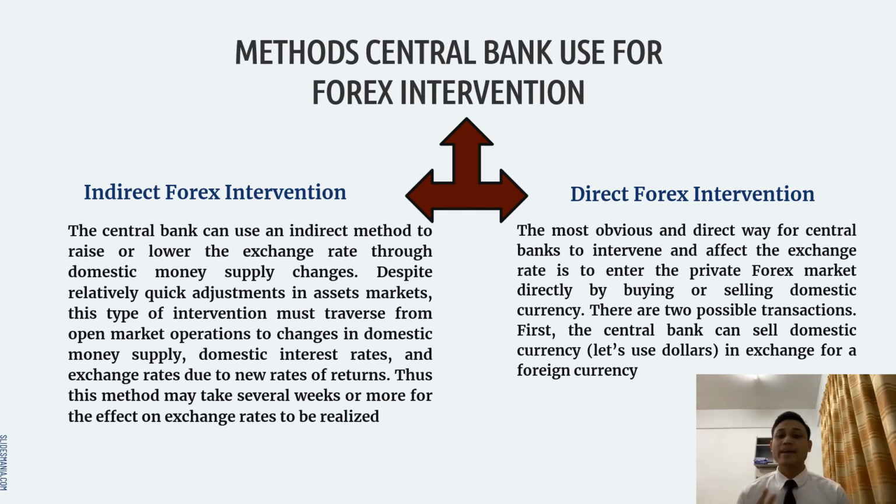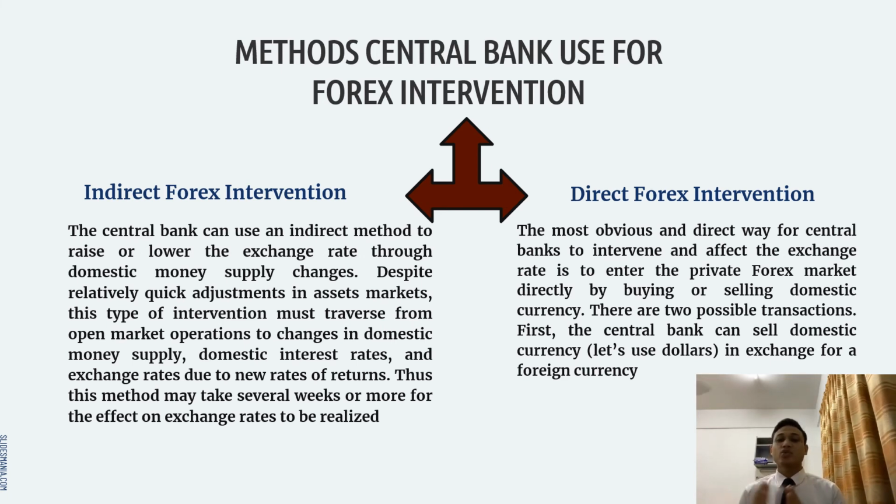There are two methods central banks can use to affect the exchange rate. The indirect method is to change the domestic money supply. The direct method is to interfere directly in the foreign exchange market by buying or selling currency. So there are two mechanisms used by central banks, the indirect and the direct. The first one is that the central bank can use an indirect method to raise or lower the exchange rate through domestic money supply change.